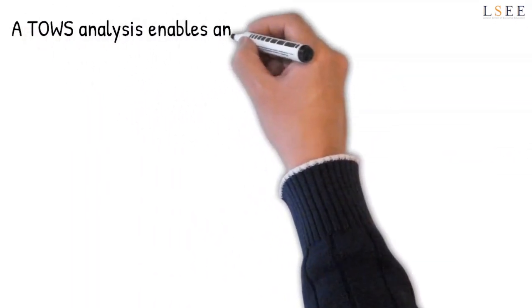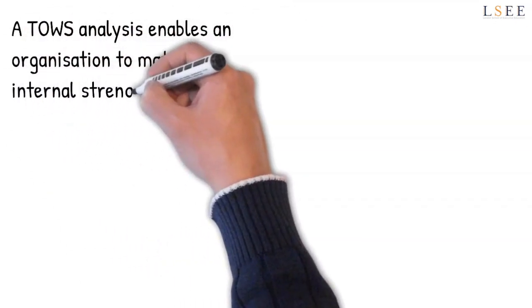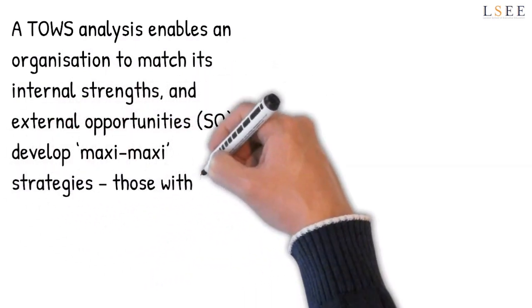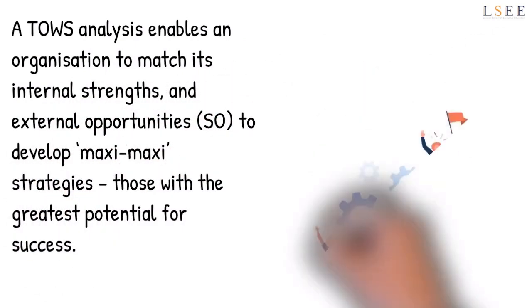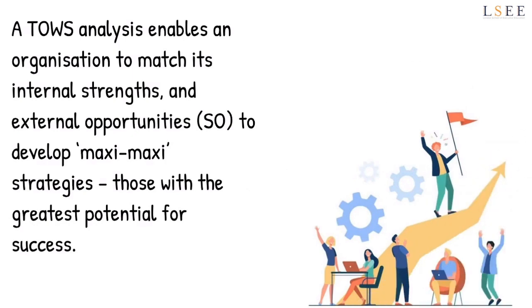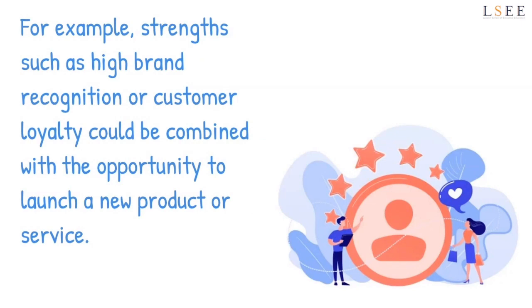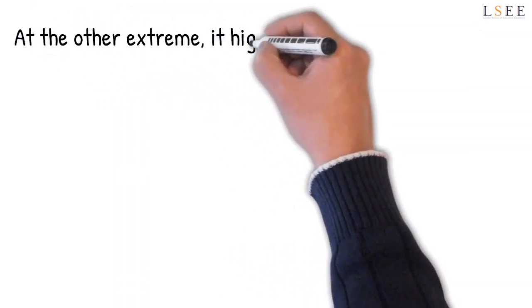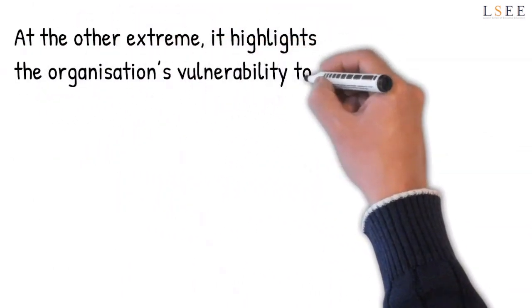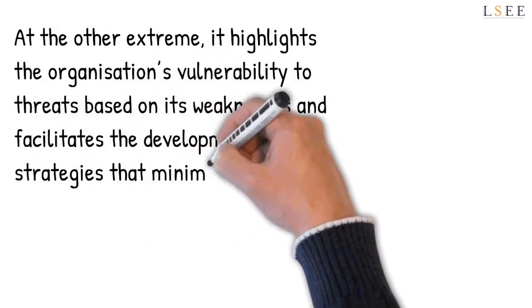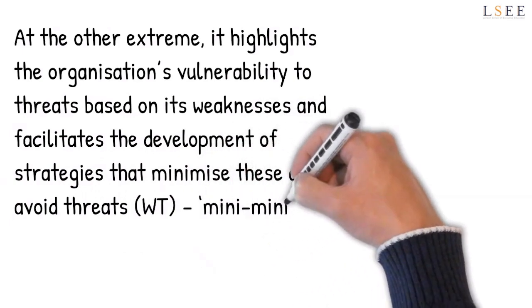A TOWS analysis enables an organization to match its internal strengths and external opportunities, so as to develop maxi-maxi strategies, those with the greatest potential for success. For example, strengths such as high brand recognition or customer loyalty could be combined with the opportunity to launch a new product or service. At the other extreme, it highlights the organization's vulnerability to threats based on its weaknesses and facilitates the development of strategies that minimize these and avoid threats.